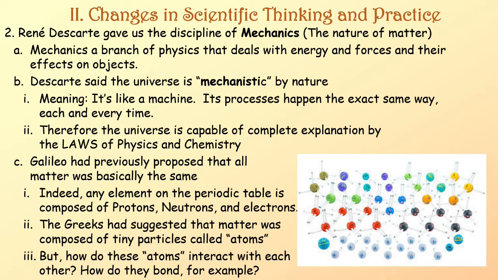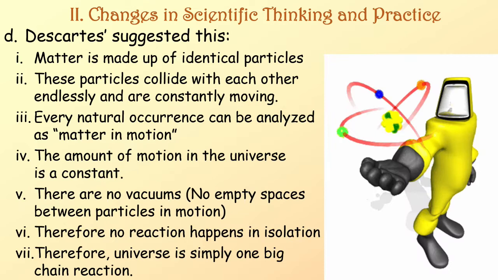Galileo had previously proposed that all matter was basically the same. Indeed, any element on the periodic table is composed of protons, neutrons, and electrons, as you know. The Greeks had suggested that matter was composed of tiny particles called atoms. But the question is, how do these atoms interact with each other? For example, how do they bond with each other?